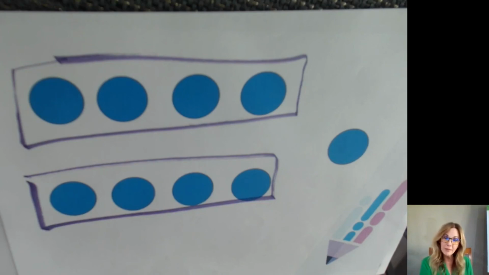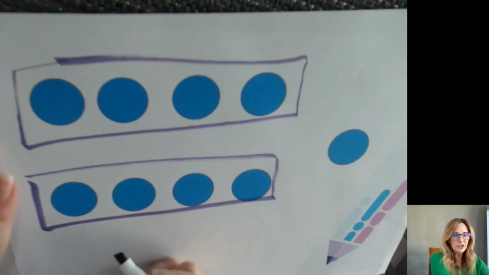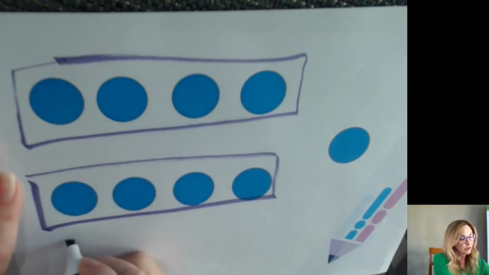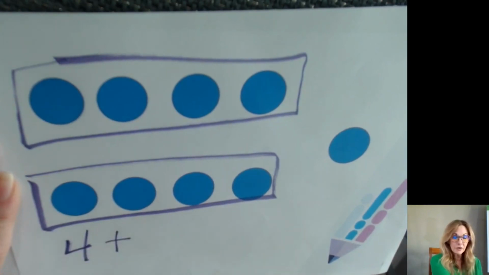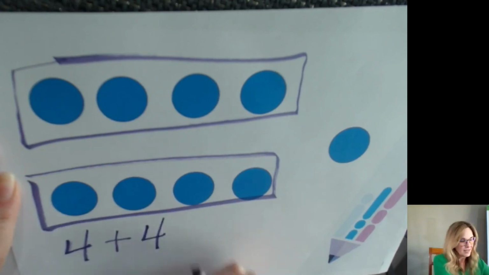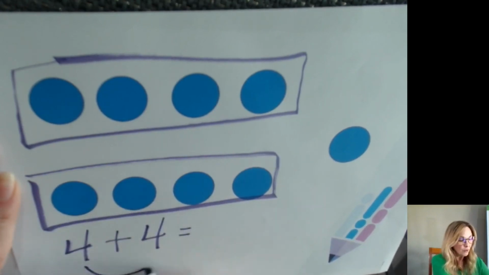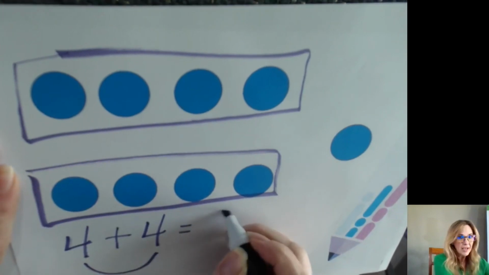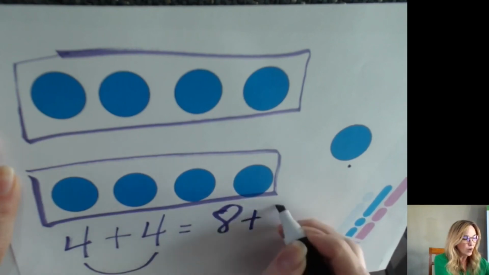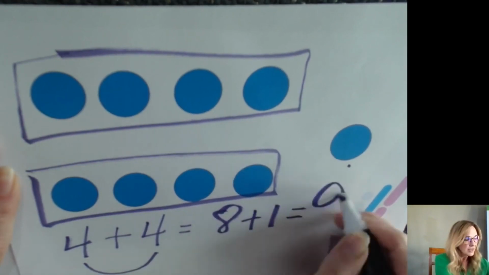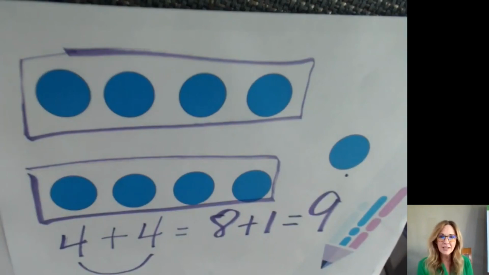So, could we write a math expression to show how many dots we have on this page? Sure. Steph, could you help me? How many did you see on the first row? 4. That's right. Plus, how many more, Steph? 4. Yes. And we know that's a double. And 4 plus 4 equals 8. Right. And then we have to add our other dot. 8 and 1 more equals 9. There are 9 dots on this page.